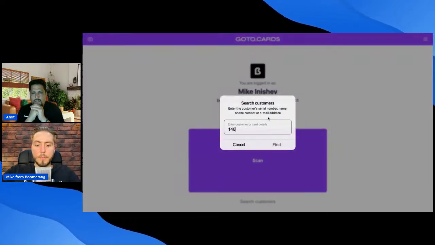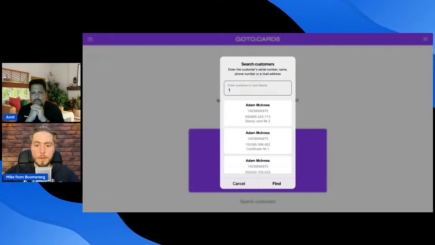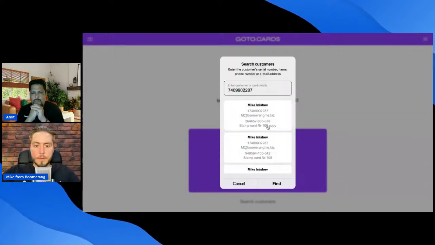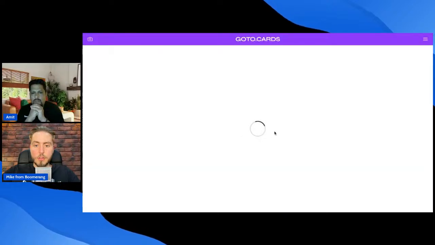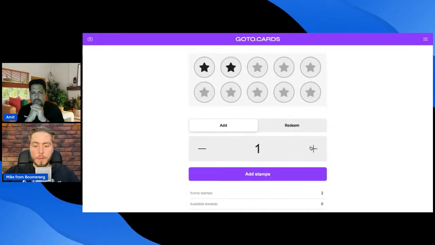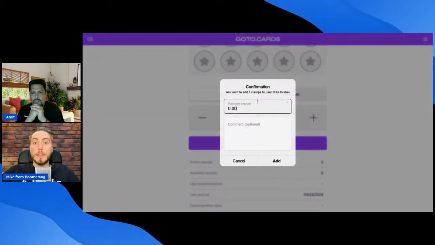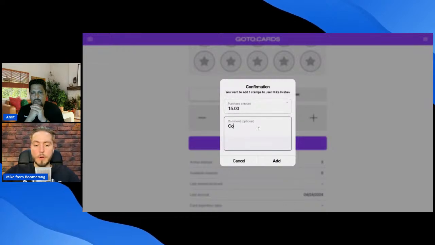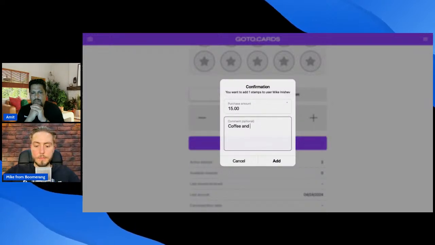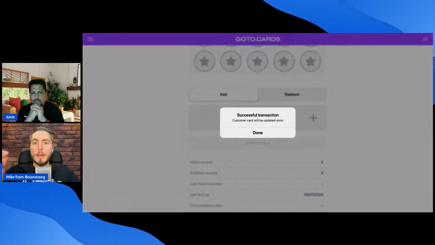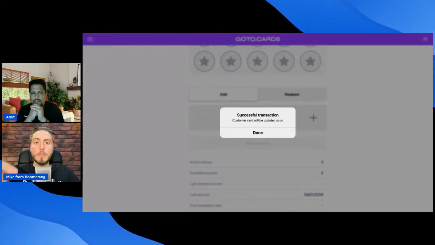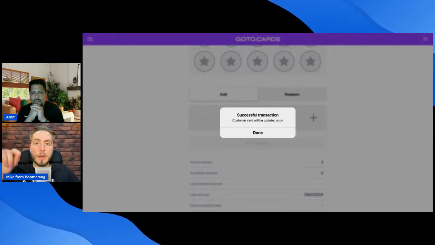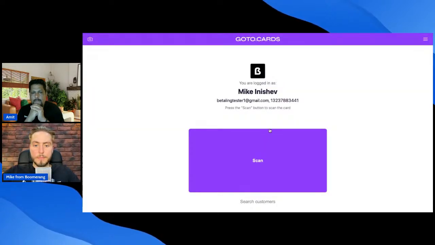Let's try to find some customer by the phone number. For example, punch card. We're adding one stamp. And this is the window asking you to fill in the purchase amount. For our case, for example, we spent $15 for coffee and water, just for example. Push the button add. And right now we added this $15 as revenue generated from the loyalty program by this particular campaign for the business. This is how it works.